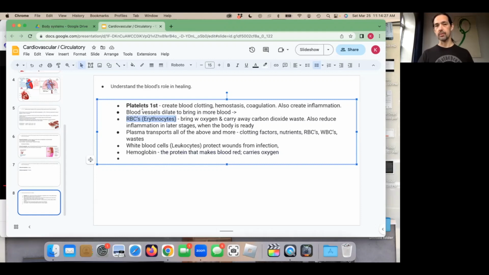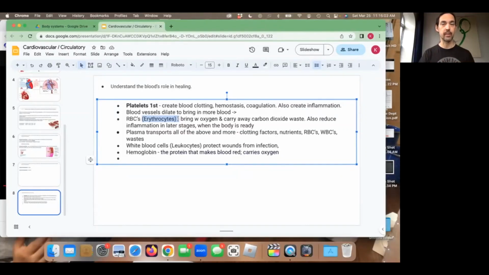So the platelets create blood clots, or they clot the blood, or they initiate hemostasis, or coagulation. They also begin inflammation, the platelets. And inflammation is good because inflammation brings water and plasma to the area, and it brings blood. So it's plasma and blood and fluids, and all of that stuff has living cells like erythrocytes that carry in oxygen and bind to carbon dioxide and other waste products and bring them out.